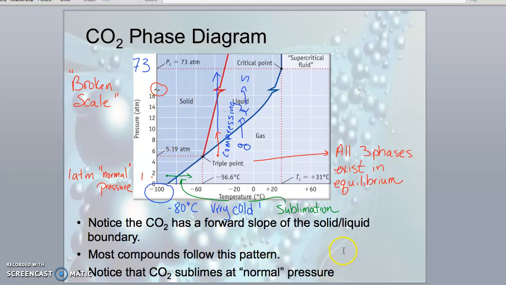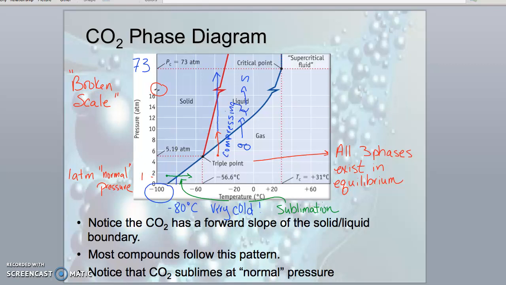What else do I want to say here? Oh, we've got a spot here called the triple point. That's right here. And the triple point is where all 3 phases will exist in equilibrium. You might not think it's that special because you might think, well, I could take a glass of water and throw some ice cubes in it, and I'd have vapor above the glass of water, and I'd have liquid and solid. But realize if we held this pressure, 5.19 atmospheres, and this temperature, negative 56.6 degrees C, then we would have those 3 phases.